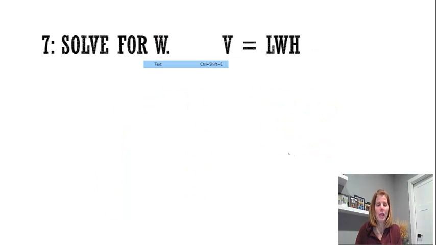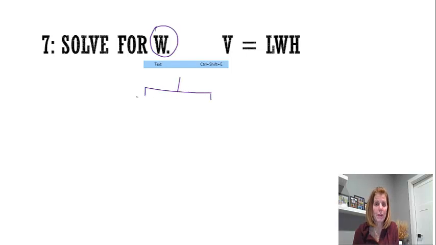All right, number 7, these ones are a little bit different. We've got volume equals LWH. So this might be a formula. It's the volume of some sort of cube, a rectangular prism. So we're going to go ahead and draw our mobile balance. We're going to solve for W.